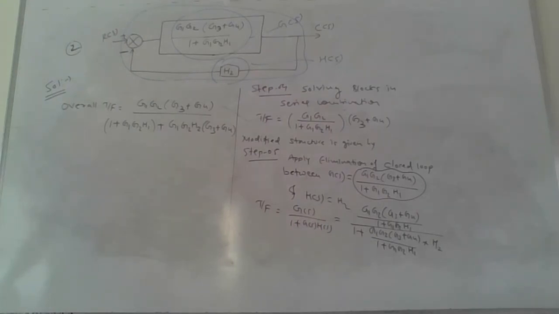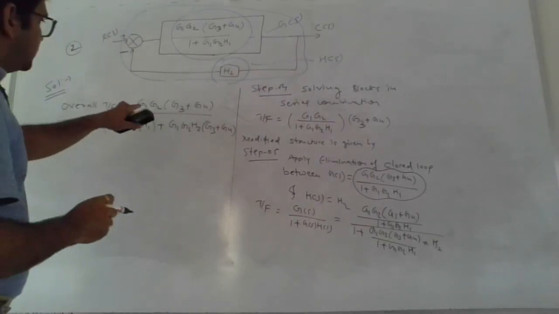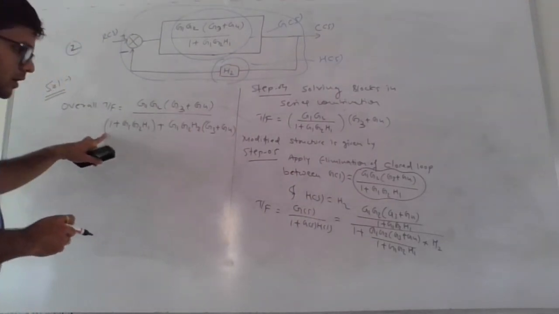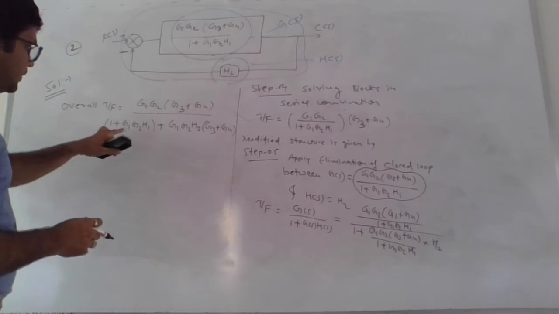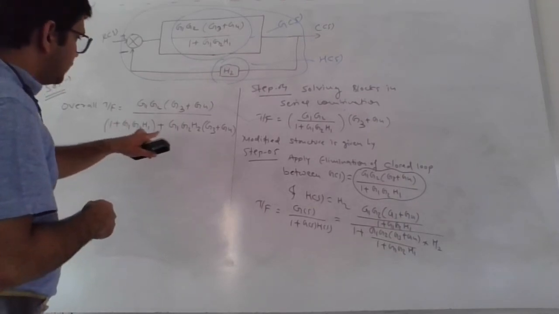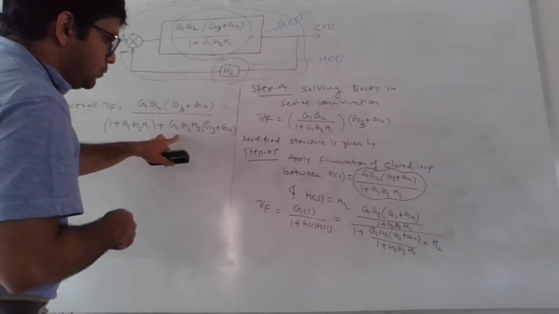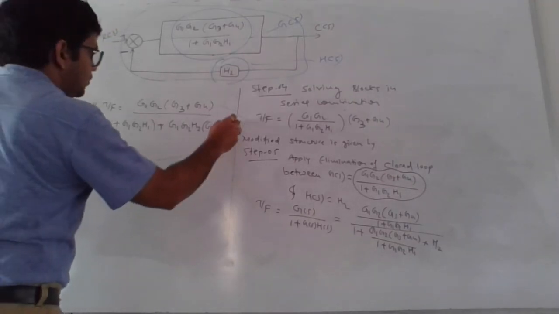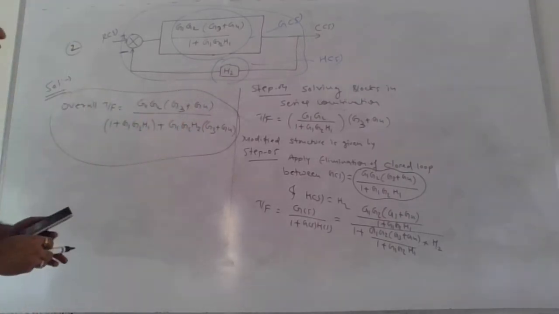Let me check whether we have solved this correctly. Yes, g1 into g2 in bracket g3 plus g4, then here 1 will multiply the entire term, so 1 plus g1 into g2 into h1 plus, both brackets will get cancelled out, we are having g1 g2 into h2 in bracket g3 plus g4. So this indicates your overall transfer function of the given control system.